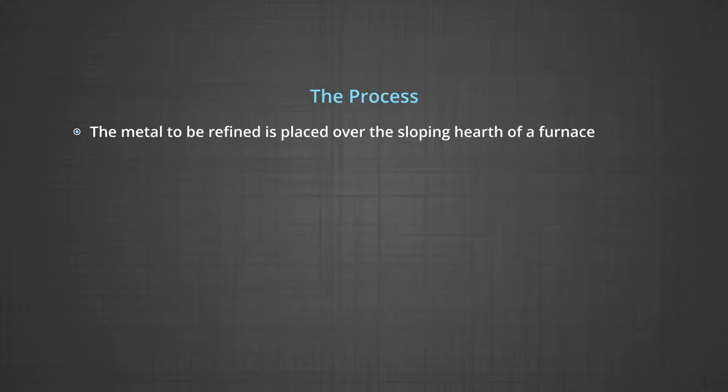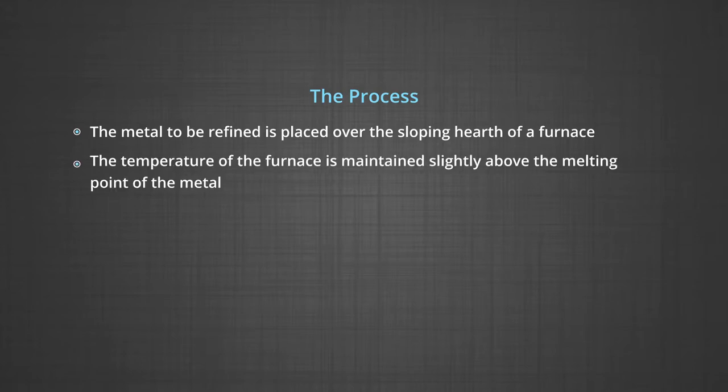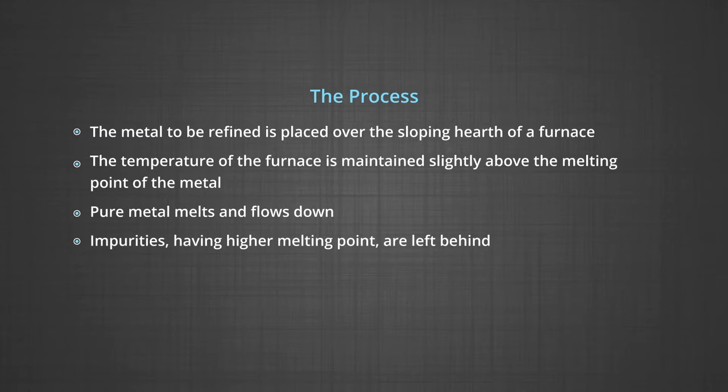The process is: the metal to be refined is placed over the sloping hearth of a furnace. The temperature of the furnace is maintained slightly above the melting point of the metal. The pure metal melts and flows down. Impurities having higher melting point are left behind. Next process is electrolytic refining.